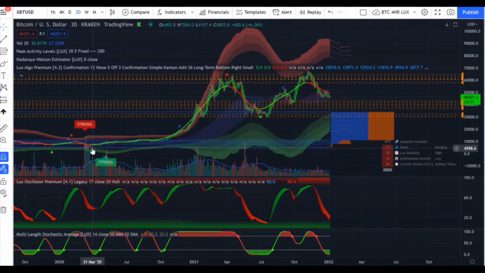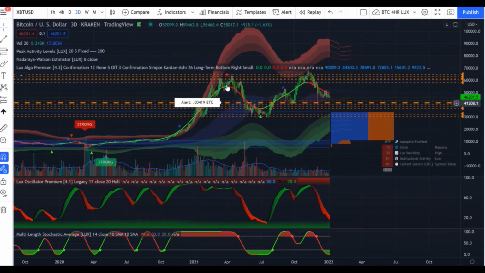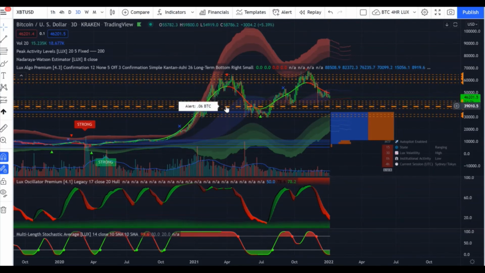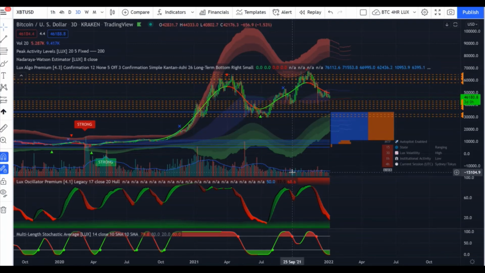I mean, this one, if you were back here, March 28th, 2020, it turned green. The price of Bitcoin was $6,376. It went all the way up to $60,000 before it turned red again. That was a $54,000 gain just off that one indicator. Nadaraya-Watson, you are amazing. Thank you for that one.